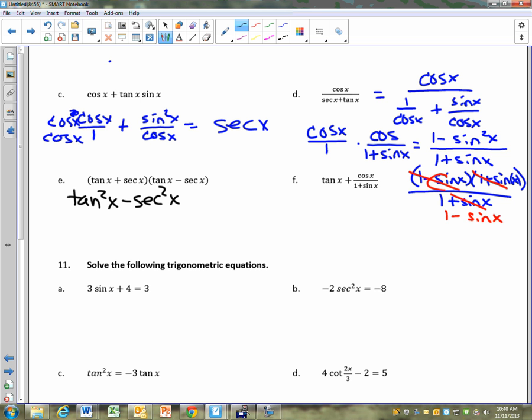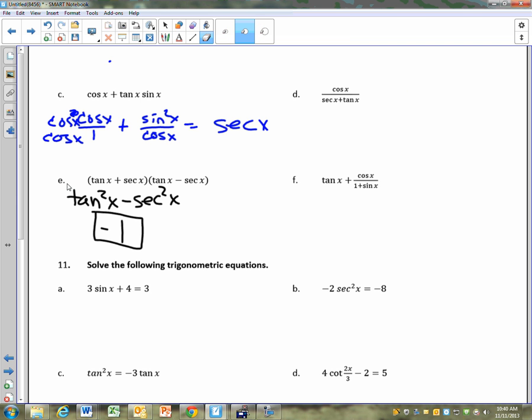Okay, so you FOIL, you get tangent squared minus secant squared, and you know that secant squared minus tangent squared is positive 1. So if you factor out negative 1, you do see that this is negative 1. And we'll give our last identity a shot.